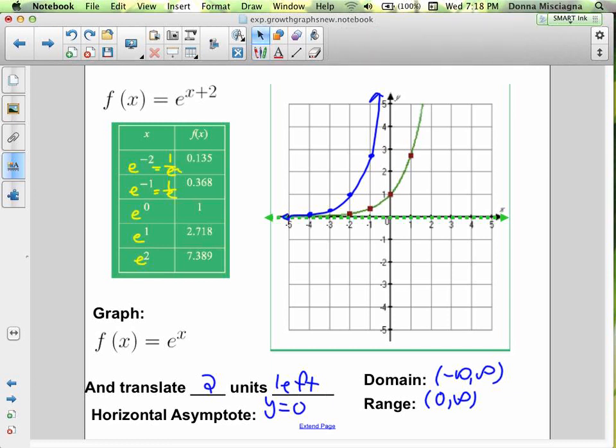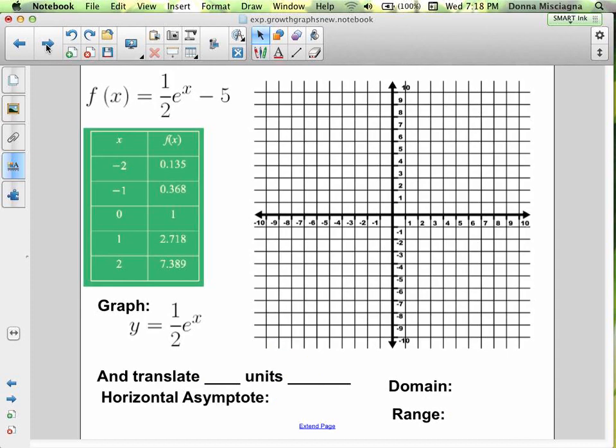Let's graph another one. So we spent a lot of time learning how to graph our exponential growth and decay with transformations. But now we've got all the rules down. This isn't going to take long for us at all.